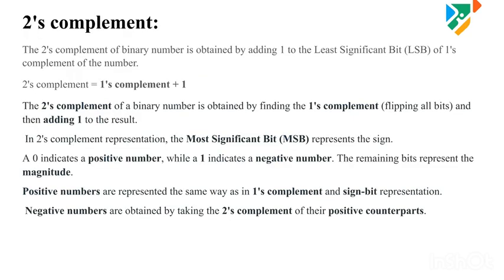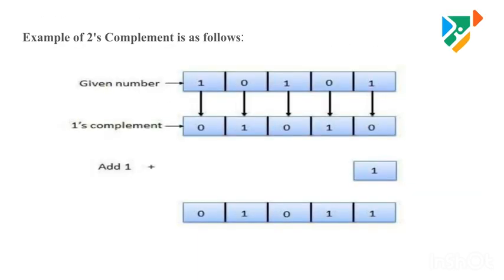Twos complement of a binary number is obtained by adding 1 to the least significant bit, that is LSB, of ones complement of the number. So the twos complement is equal to ones complement plus 1. The twos complement of a binary number is obtained by finding ones complement, that is flipping all the bits, inverting it, and then adding 1 to the result.